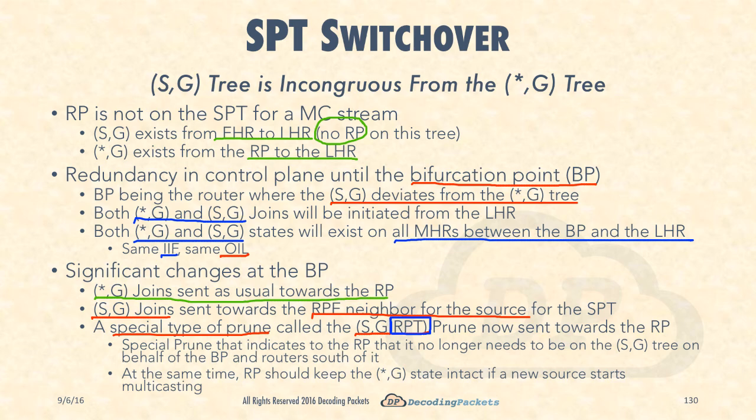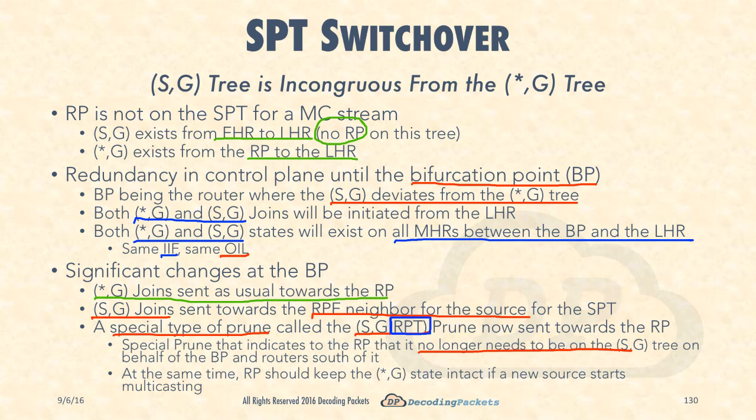Once the RP receives it, it's a special prune, and it tells the RP that it no longer needs to be on the S comma G tree, at least on behalf of the bifurcation point and the router south of it. It's a very complex topology. What this means is prune the OIL that is going towards the BP and do not send any more S comma G stream on it.